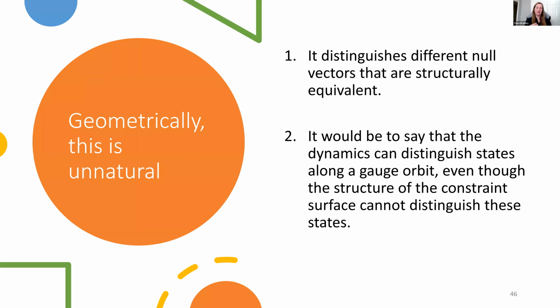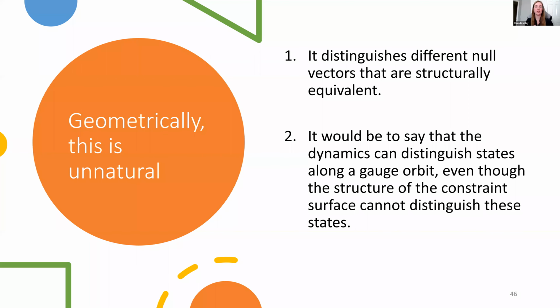But as I've argued, this is unnatural in this geometrical picture for two main reasons. Firstly, it distinguishes different null vectors that are structurally equivalent, namely the primary and the secondary ones. And second, it would be to say that the dynamics can distinguish states along a gauge orbit, even though the structure of the constraint surface is such that it cannot distinguish these states. In particular, in the geometric view, we have this independent grasp on the gauge transformations on states. And this is in tension with taking the gauge transformations on solutions to be more restrictive than those on states.